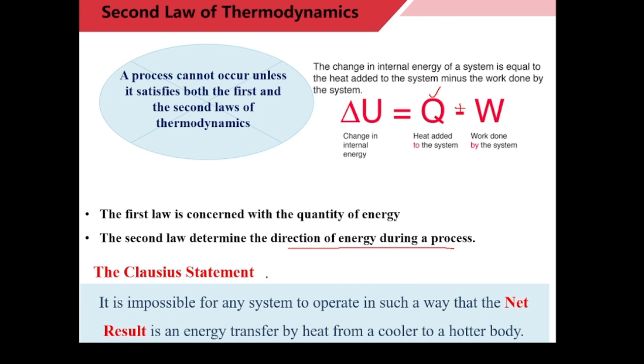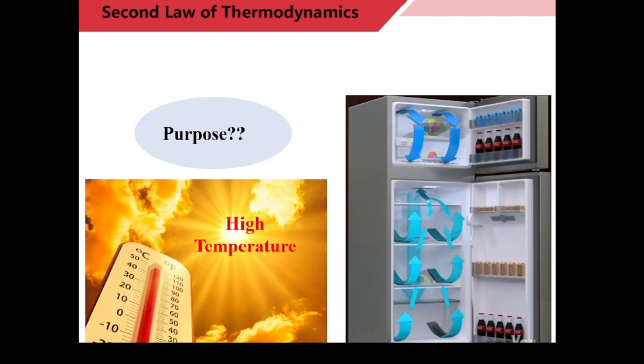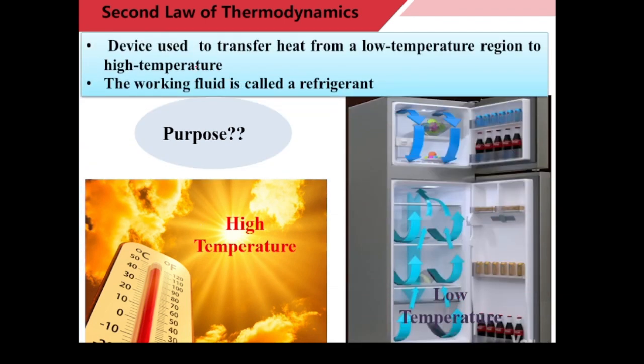Now, based on our previous examples, let's talk about this statement using what we have at home, the refrigerator. This is a refrigerator. Why do we use this refrigerator? When you see that the outside temperature is very high, then we use the refrigerator. It is a device used to transfer heat from a low temperature region to a high temperature region. The working fluid is called refrigerant.